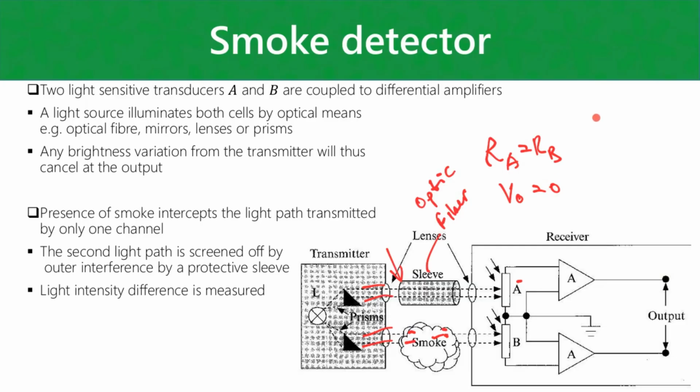Then if we have smoke now, with smoke interrupting the exposed beam, obviously in that situation the resistance in B is not going to be equal to the resistance in A. So your output voltage is not going to be 0 volts, right? You're then going to have a change in voltage that can be used to trigger a fire alarm or smoke detection alarm.